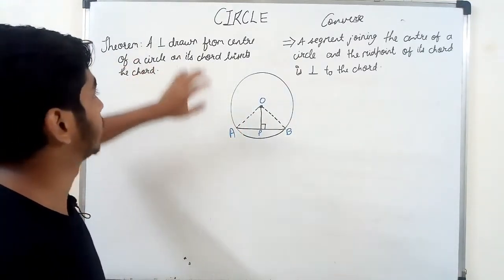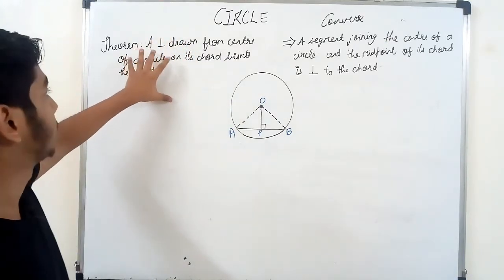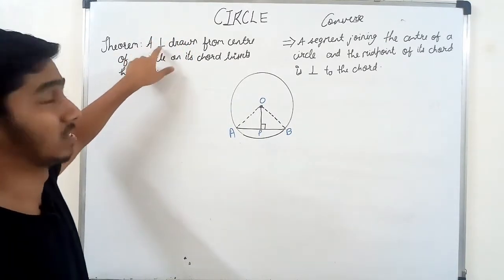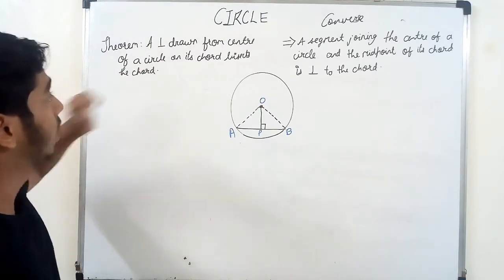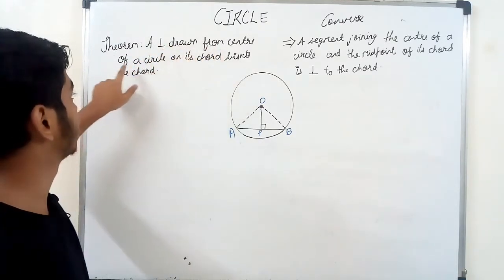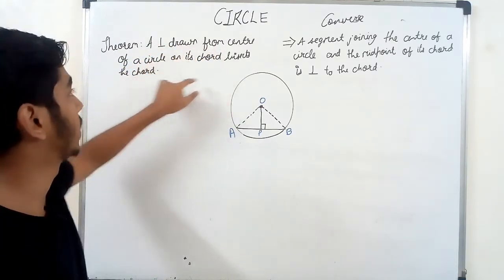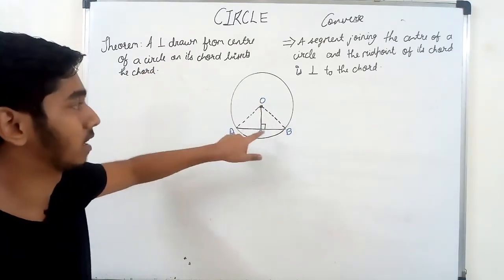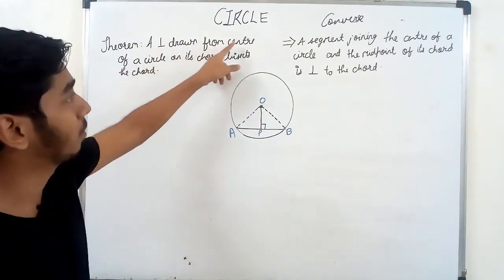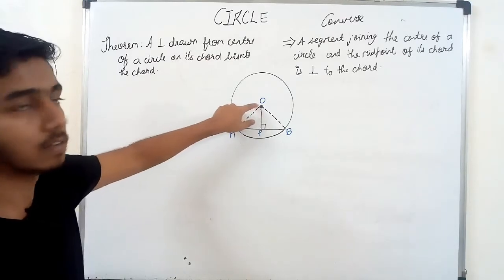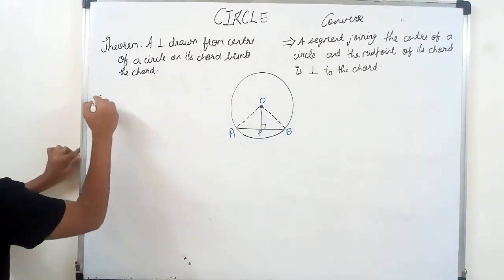Here is the first theorem, which says: a perpendicular drawn from the center of a circle on its chord bisects the chord. So here's the diagram. O is the center of the circle. I'll just write what is given.